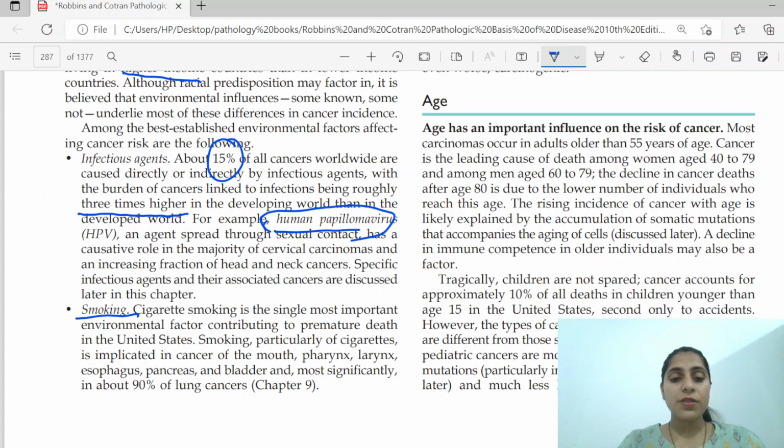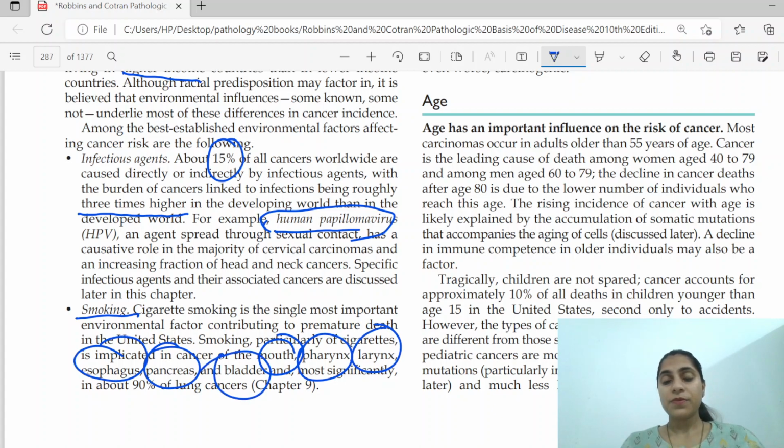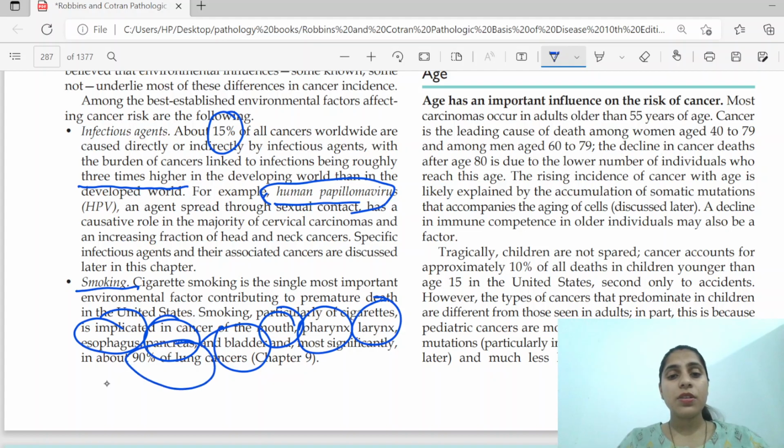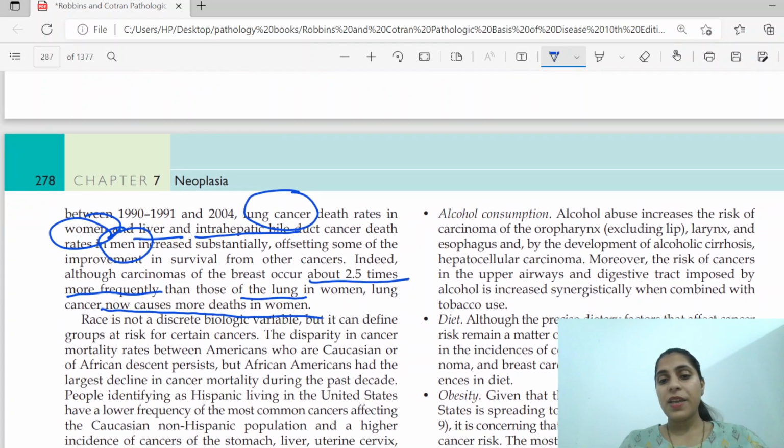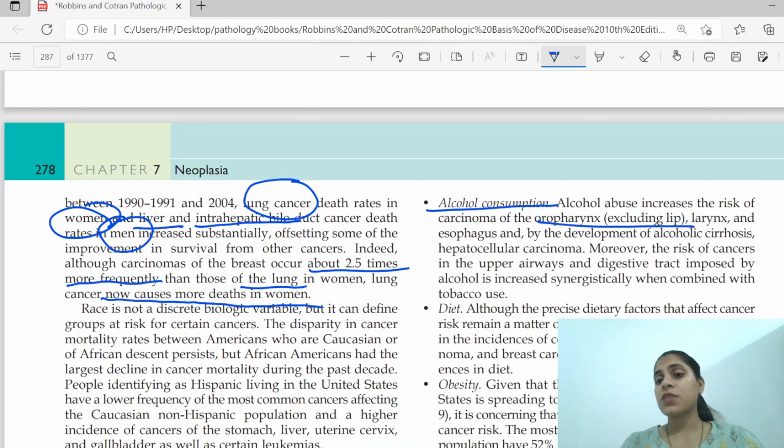Then smoking is very highly associated with cancers of the mouth, pharynx, larynx, esophagus, pancreas, and bladder. So there are six: mouth, pharynx, larynx, esophagus, pancreas, and bladder. Then up to 90% of lung cancers. Then alcohol consumption has also been associated with increased risk of oropharyngeal, larynx, and esophagus malignancies, along with alcoholic cirrhosis that can end up in hepatocellular carcinomas.